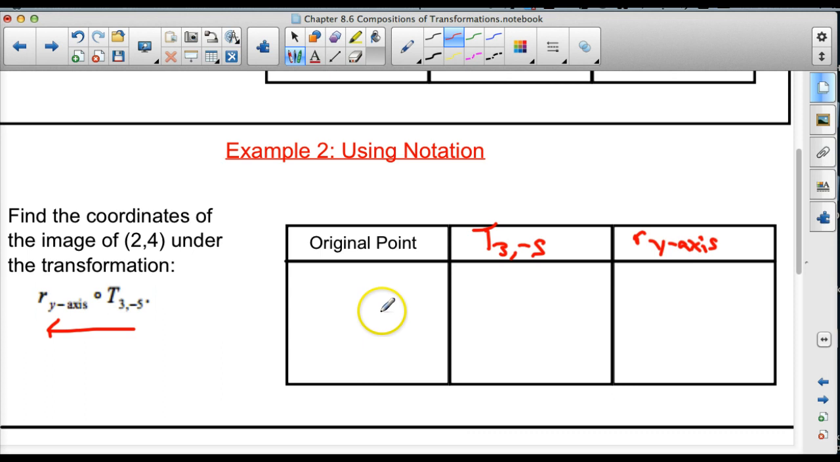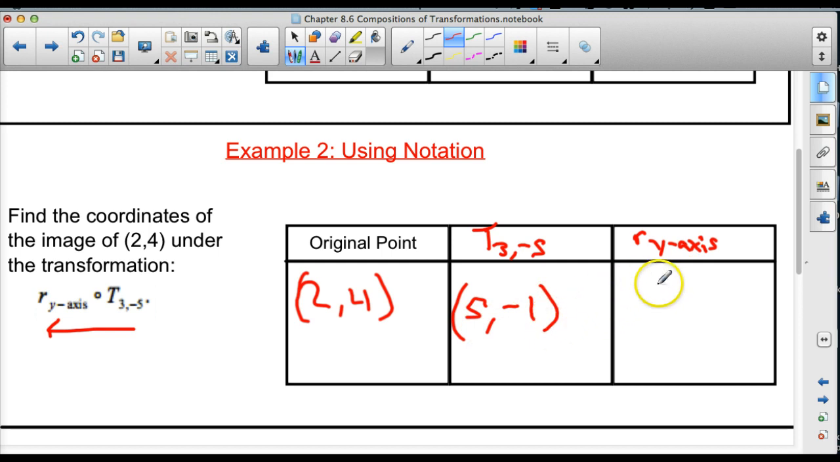Now that you filled that out, it's just a matter of doing the transformations. So we have 2 comma 4 as our original point. Awesome. And now we need to translate it by 3 comma negative 5. So we know that this is for the x, so we do 2 plus 3, that gives us 5. And we do 4 minus 5, which gives us negative 1. And then we take this point and we want to reflect it in the y-axis.